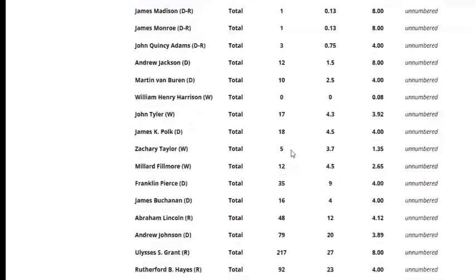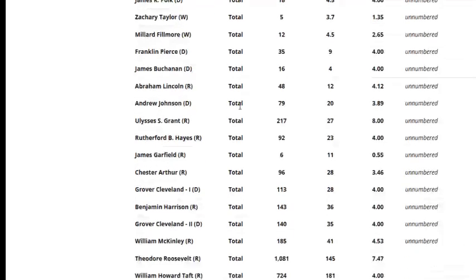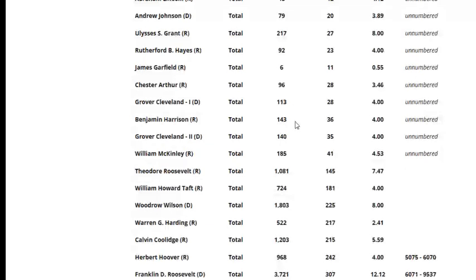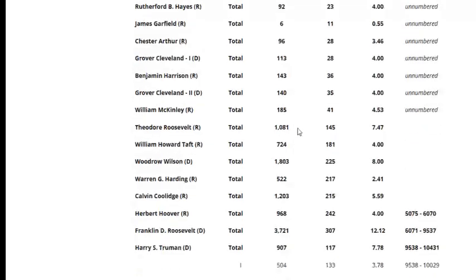On up to the Civil War, here's Abraham Lincoln, a Republican who opposed confederation of states in favor of a union of states, and one of the big issues there was the issue of slavery. He issued 48 executive orders. Andrew Johnson, 79. Ulysses S. Grant, 217. And then slide up to Theodore Roosevelt, who didn't feel held back at all with executive orders.